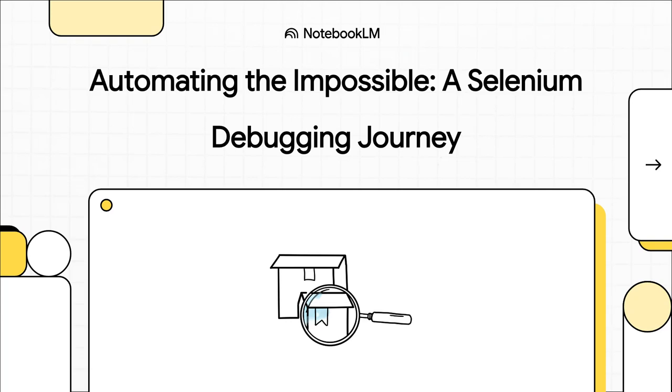All right, let's talk about something we've all run into. You're writing an automation script for what looks like a super simple task. A slider, a pop-up, or in this case, a resizable box. But what happens when that simple thing just refuses to work? Well, today we're going on a debugging journey to figure it out.